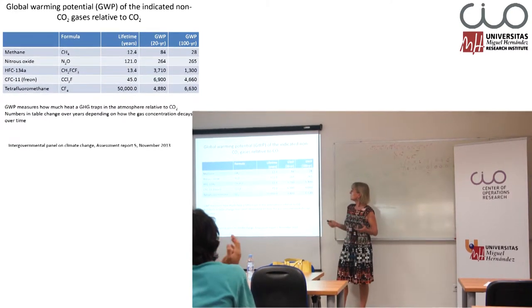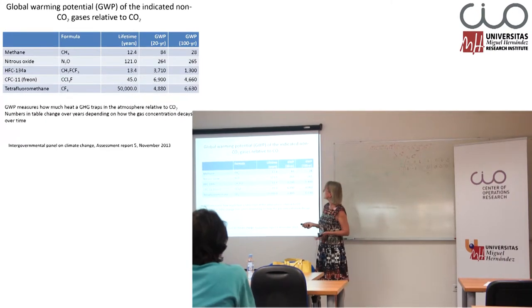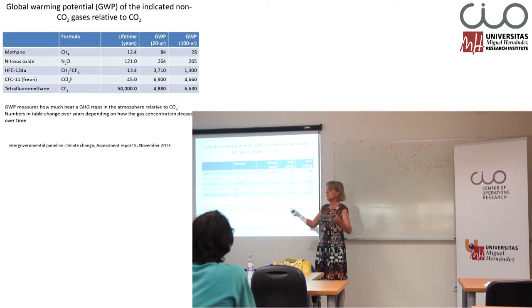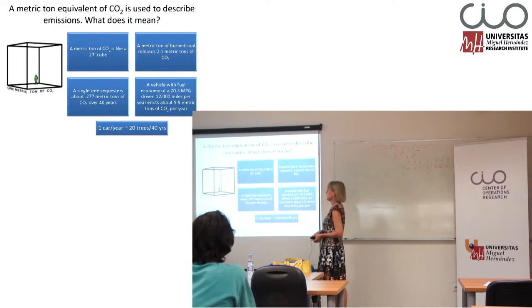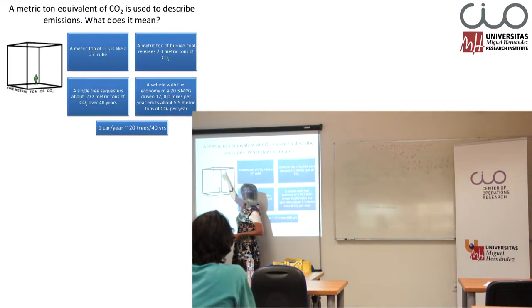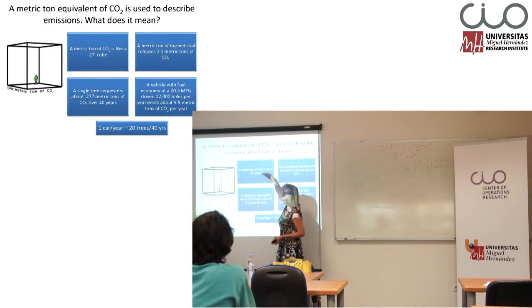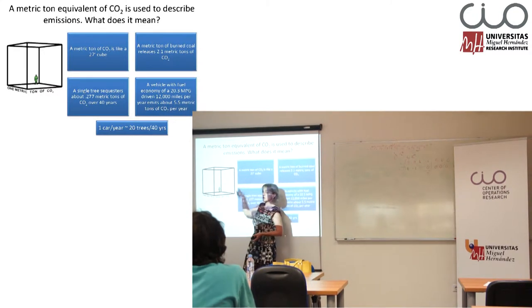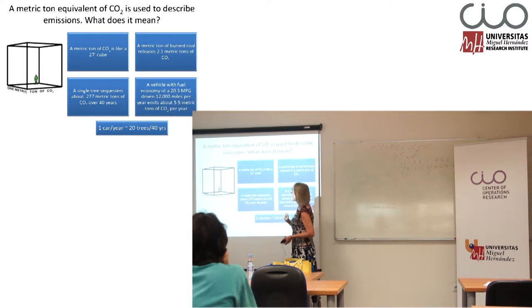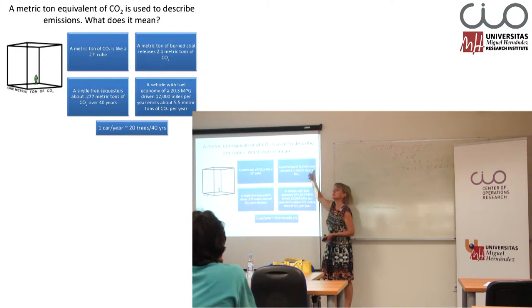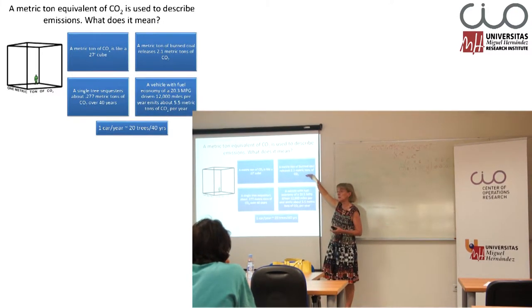Okay, so when we talk further about this, what exactly does it mean when we talk about one metric ton of CO2, which is something that we often hear? This is how one metric ton of CO2 looks. If this is an average person, this is how big the box would be. It's about a 27-foot-long cube. One foot is about 30 centimeters, so you can work out how much this is in meters. And if you burn one metric ton of coal, you generate about twice that amount of CO2.